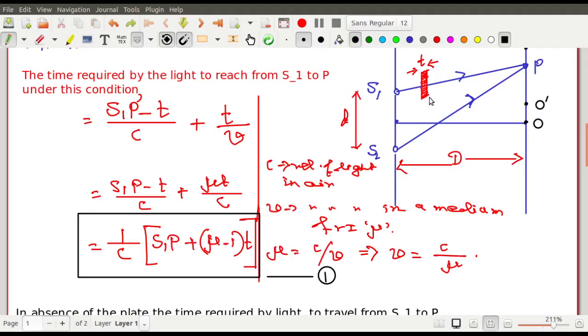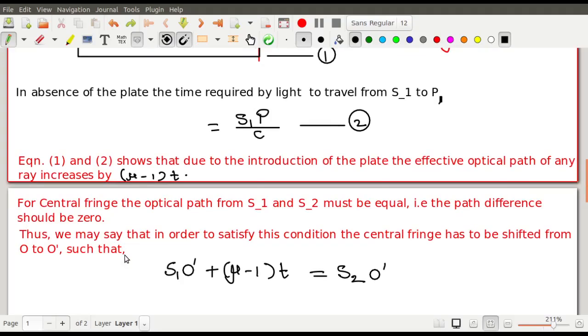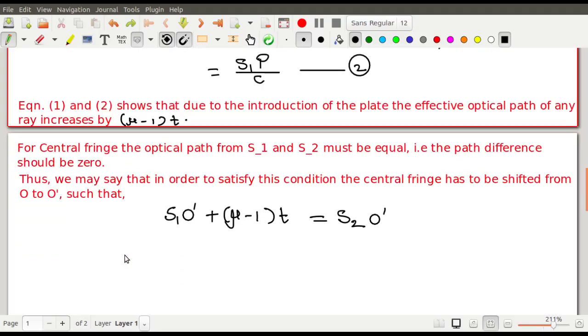and that balancing is done by shifting O to O dash. Now all this talk will not be written here; this will not be written, this upward shift and so on. So thus we may say that in order to satisfy this condition, the central fringe has to be shifted from O to O dash, such that the path from S1 to O dash becomes smaller, the geometric path meaning the path measured with a scale, and S2O dash becomes larger in size. And this smaller and larger is balanced by the extra path that S1 goes through. You see that I am saying the things again and again such that you understand it from the bottom of your heart, and you should never forget it, okay?